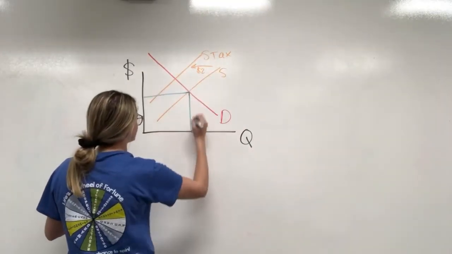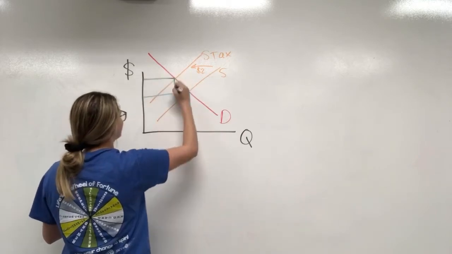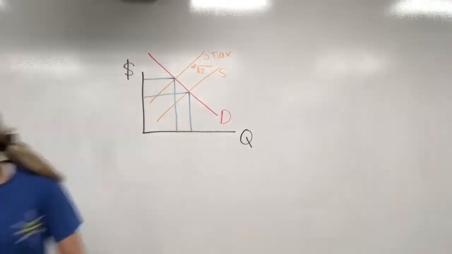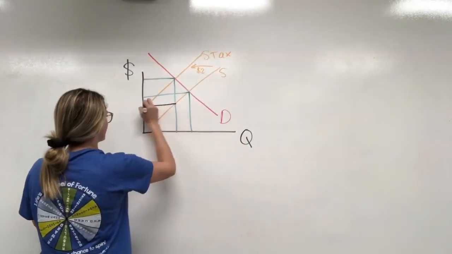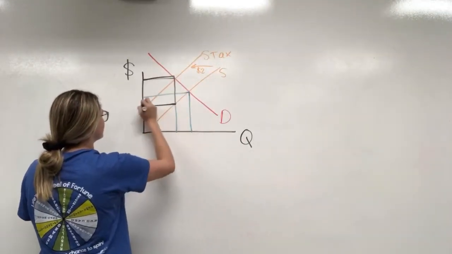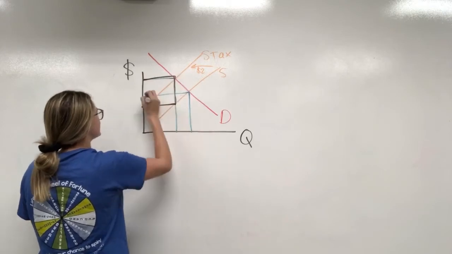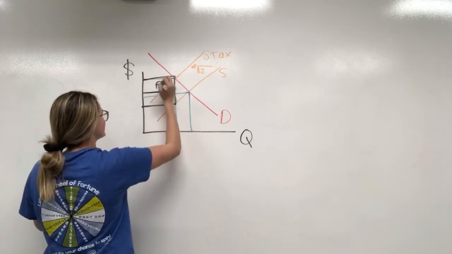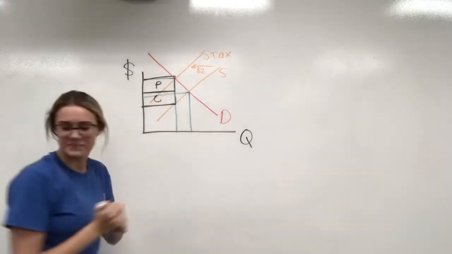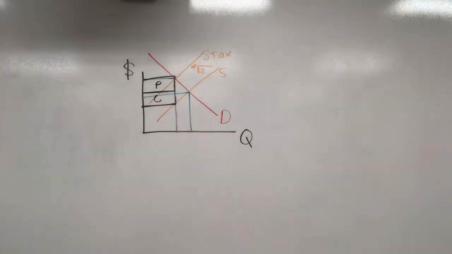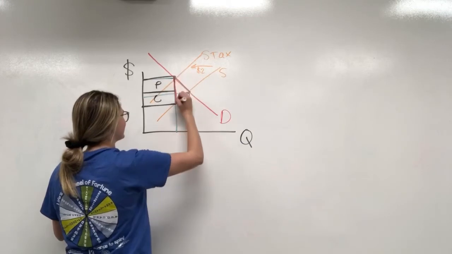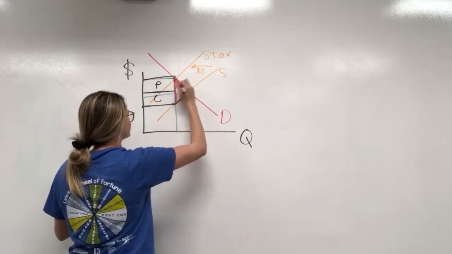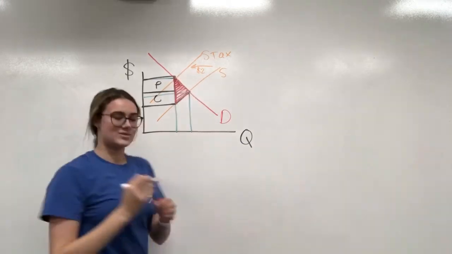So now, once we calculate it, we have our new equilibriums. Here's our first one, but here's our second one. And then we have our total tax revenue, and we already learned how to find that earlier. Then we split it in half, producers, consumers, right? But now we have dead weight. This triangle right here is all dead weight. So that means nobody gets it.